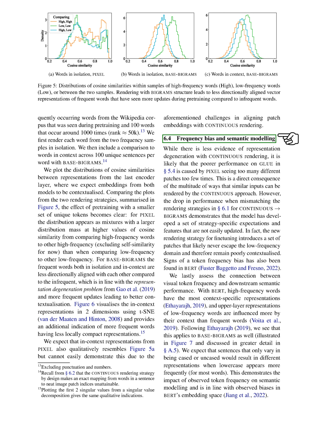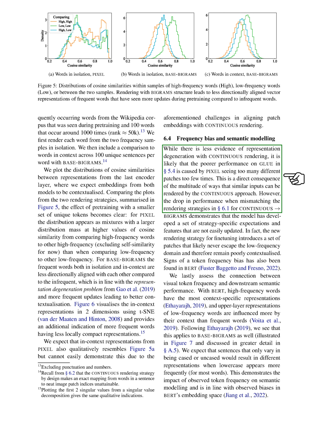Section: Frequency bias and semantic modeling. Let's delve into the topic of frequency bias and semantic modeling. We've noticed that the continuous rendering method doesn't seem to degrade the representation as much. However, its performance on the GLUE benchmark, as discussed in the model scaling section, isn't as good. This could be because the PIXEL method is exposed to a wide variety of patches, but not frequently enough. This is due to the many ways similar inputs can be interpreted by the continuous method.